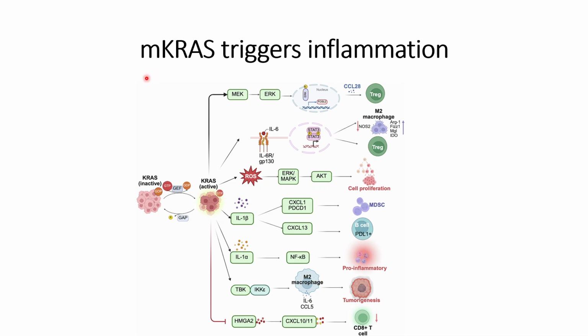In this video, we will discuss how mutant KRAS triggers inflammation or immune suppression. Some of the things we have discussed in our previous videos, so here we will discuss those things and some new things. First we will discuss the mutated KRAS, active form and the inactive form.